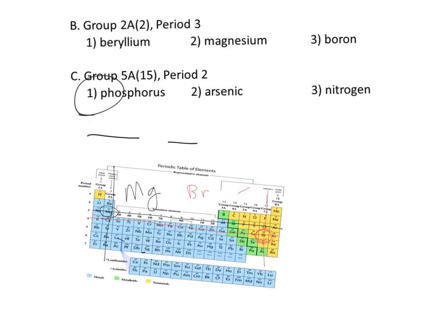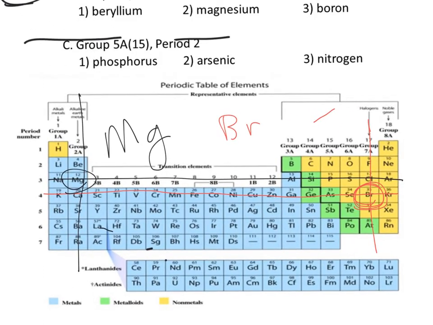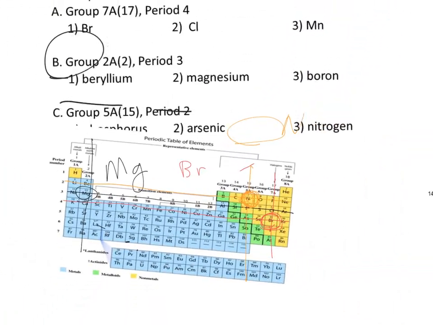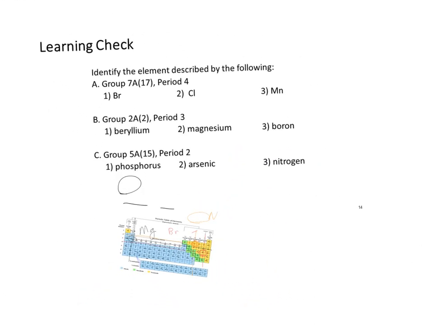Next question, group 5A, period 2. So we're going to be in period 2 this time. Period 2, group 5A. Nitrogen. Don't be fooled. This is one of those ones where it's really easy to forget about the first period. All right, so that's your periodic table's battleship there. Let's move on to the next question, or rather the next topic.